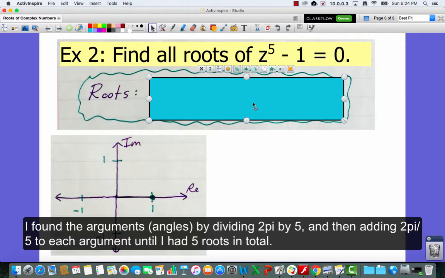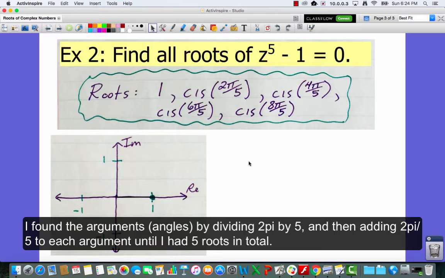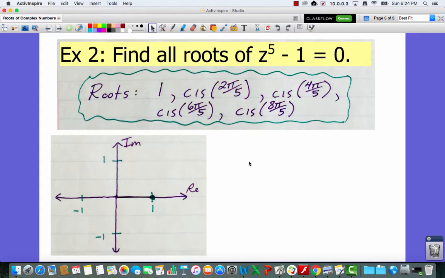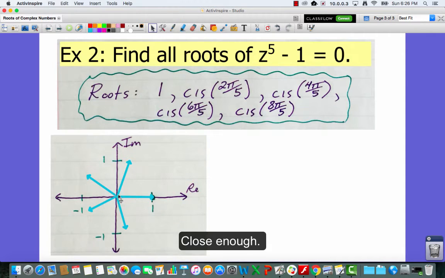Well, here are the roots. 1, cis 2 pi over 5, cis 4 pi over 5, cis 6 pi over 5, and cis 8 pi over 5. 5 roots spaced equally around the unit circle. Alright, there's a makeshift illustration of the 5 roots, and I'm trying to make them all equally spaced around the unit circle, and they all have a modulus of 1.